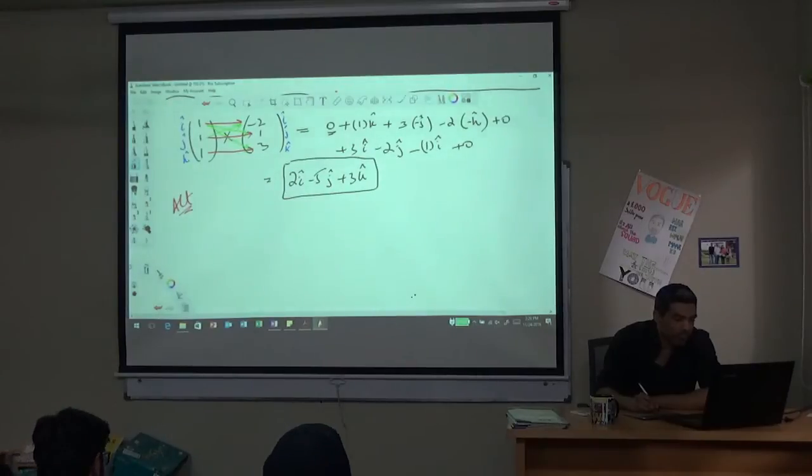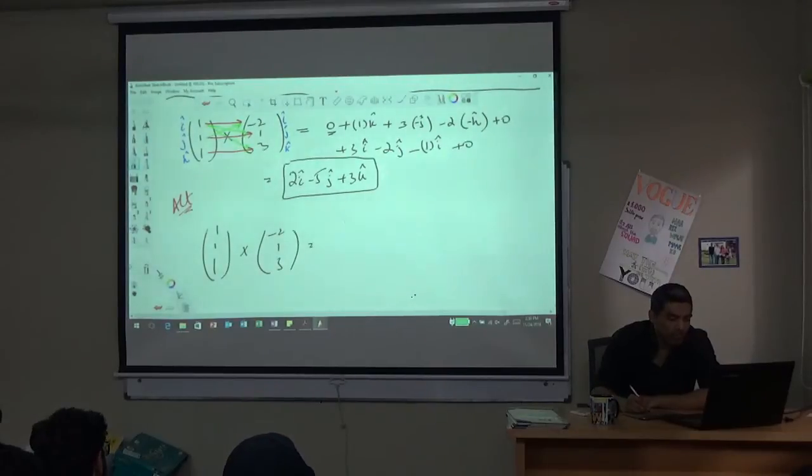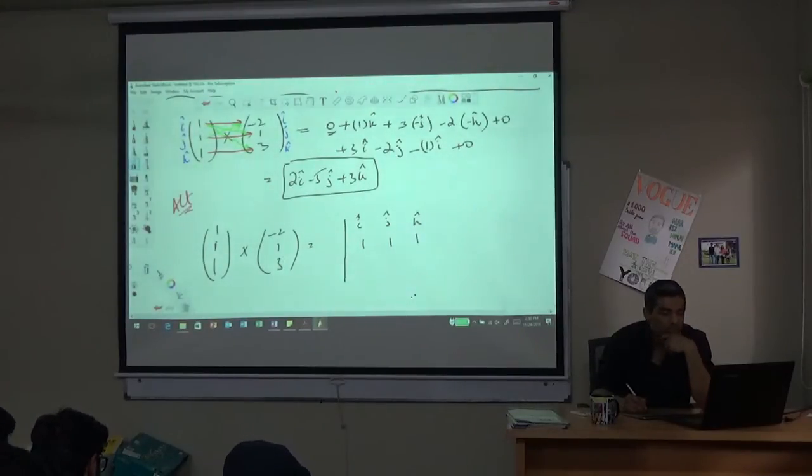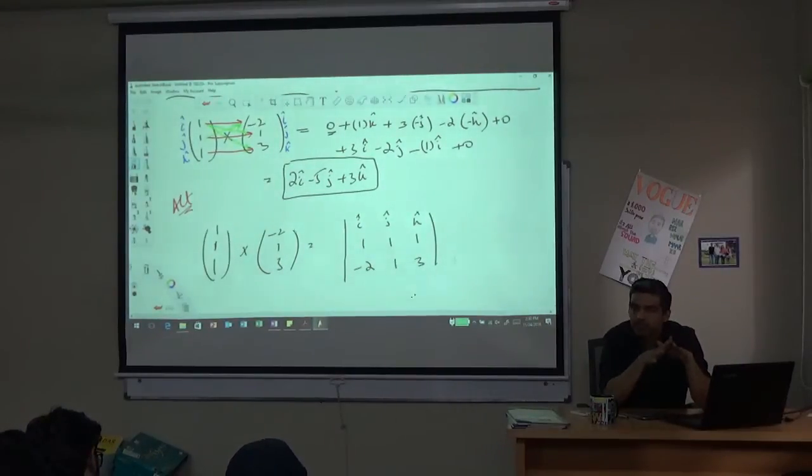So your cross product is 1, 1, 1 cross minus 2, 1, 3. What you do is you make a 3 by 3 matrix. First row you write I, J, K. In the second row you write the first multiplicand. By the way, the order of the multiplication matters in cross product. So the first multiplicand is laid down as the second row, 1, 1, 1. And then you write the second multiplicand as the third row, which is minus 2, 1, 3. Are we okay here? First row is IJK, second row is the first multiplicand, third row is the second multiplicand.